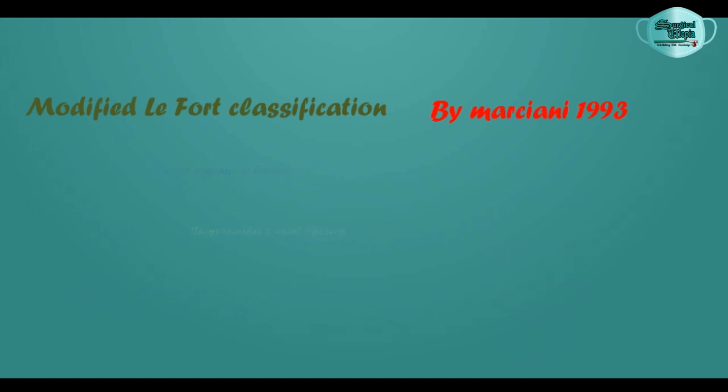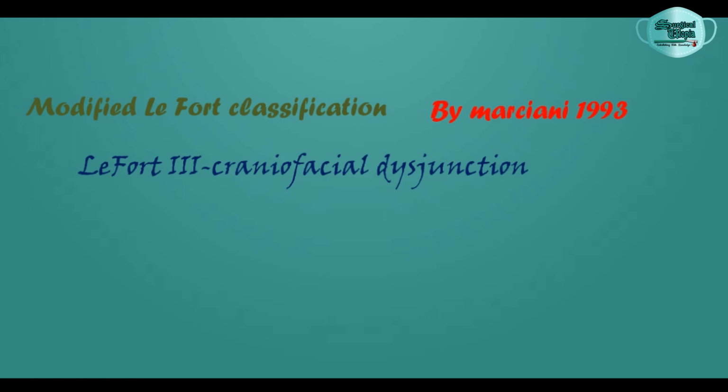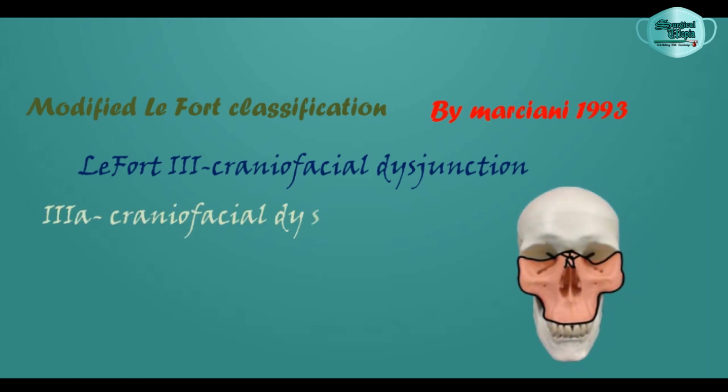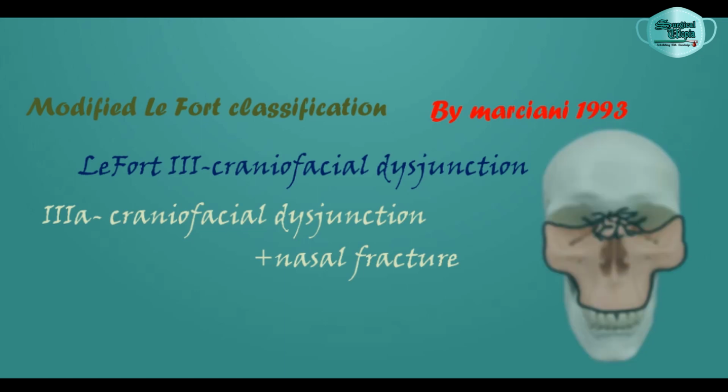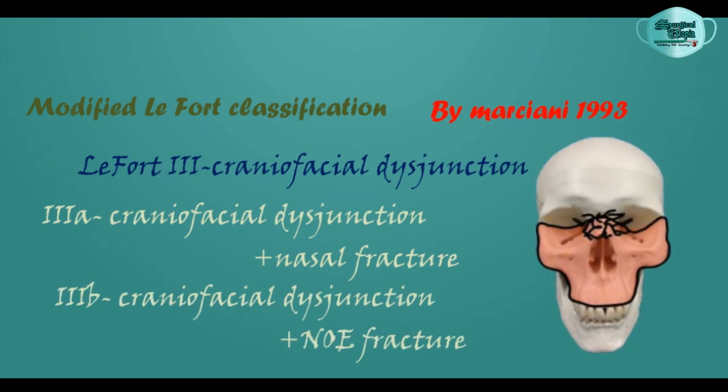Then comes the Le Fort 3 type, which is also called craniofacial disjunction, and this is also divided into two types. The Le Fort 3A, which is characterized by craniofacial disjunction along with the nasal fracture, and you can see in this picture that there is craniofacial disjunction along with the nasal fracture. So coming to Le Fort 3B fracture, which is characterized by craniofacial disjunction and naso-orbito-ethmoid fracture. Le Fort 3B fracture is seen in this picture.